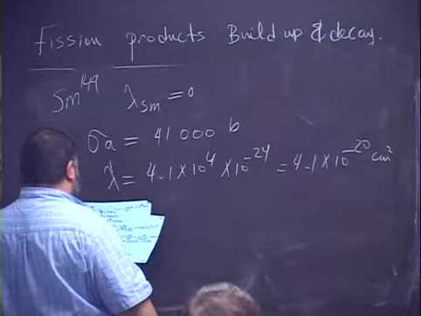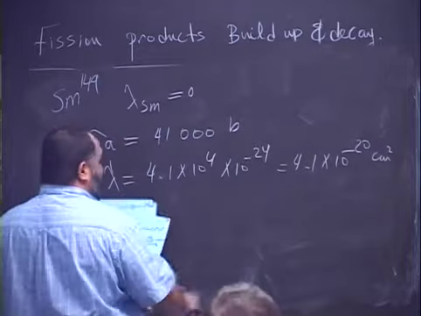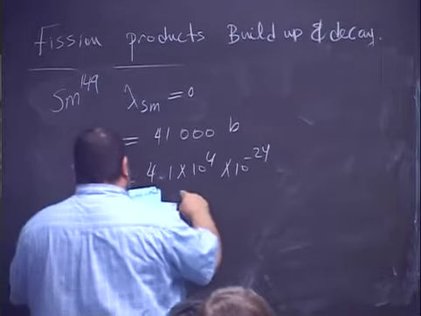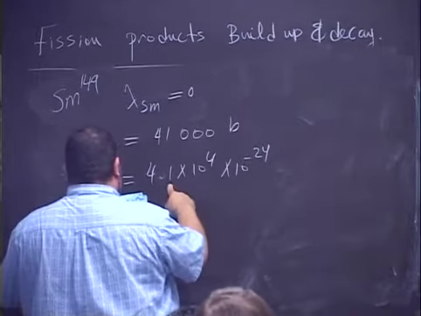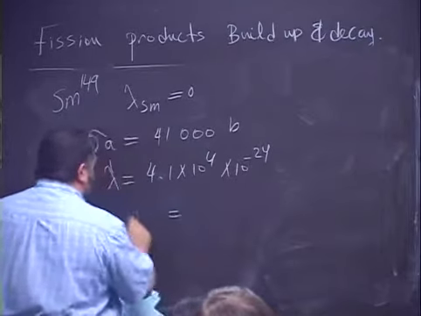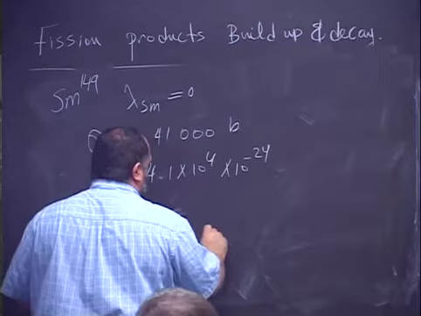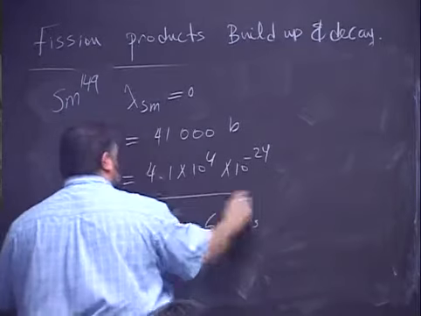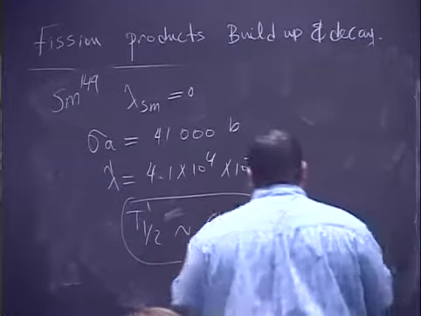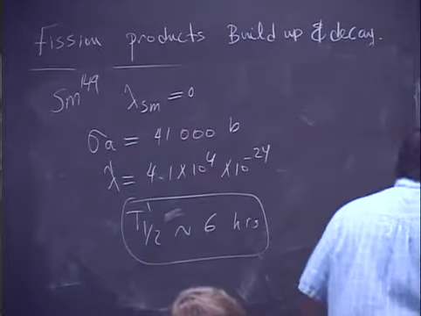No, I'm sorry. And this will be, if you multiply sigma by phi, we have to multiply by the flux. But anyway, the T half prime will be nearly 6 hours. We'll study those in detail right now. So let's look at the xenon.